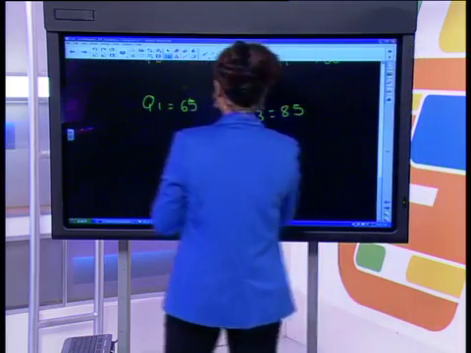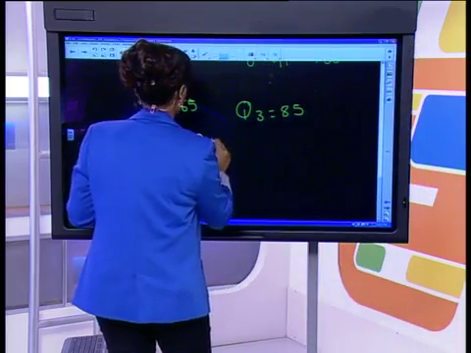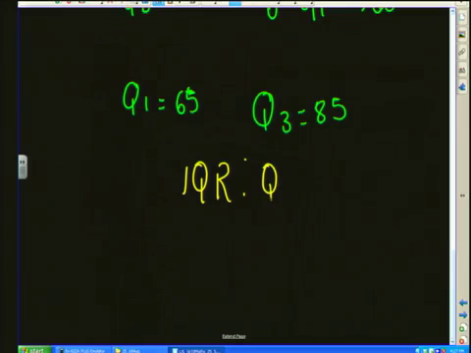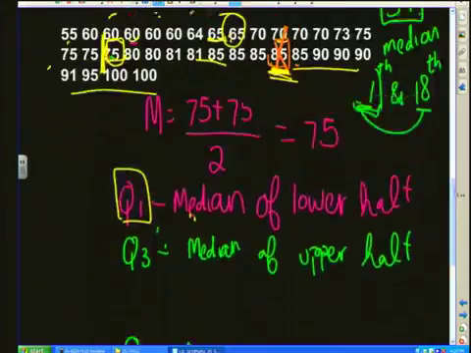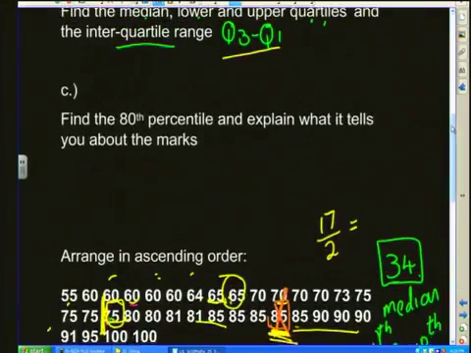So to work out our interquartile range, we say Q3 minus Q1. And remember, this value tells you by how much the middle of the data differs. All right. So they differ generally by about 20%. Okay, so we say 85% minus 65, and that gives us an interquartile range of 20%. Now let's have a look at the last part, part C.